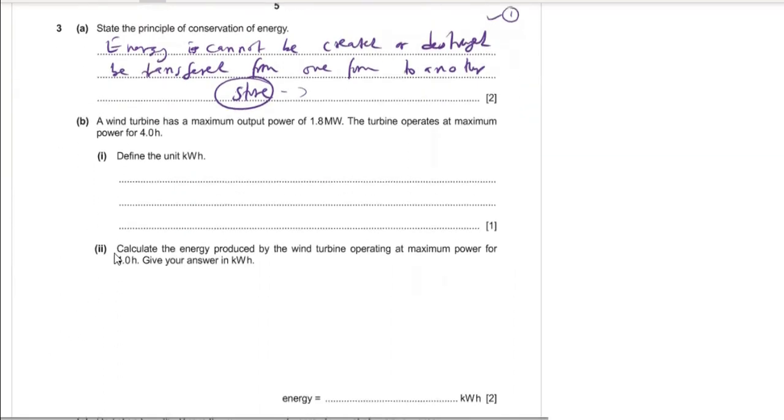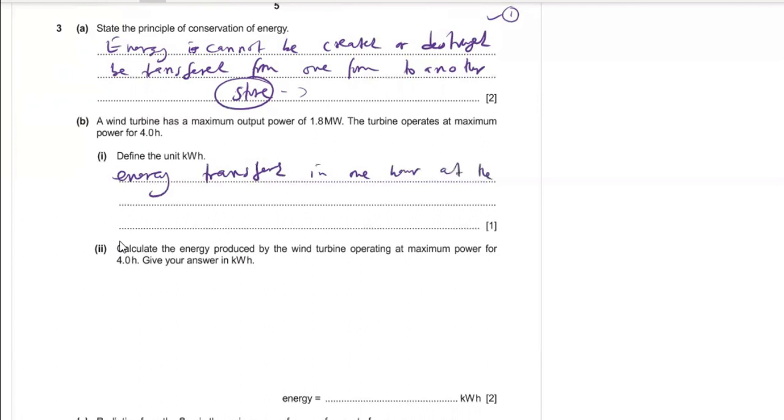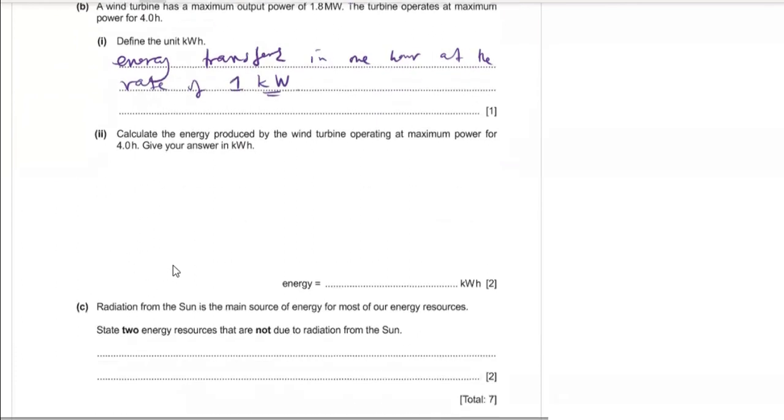Part B, a wind turbine has a maximum output power of 1.8 megawatts. The turbine operates at maximum power for 4.0 hours. Define the unit kilowatt hour. A kilowatt hour is the energy transferred in 1 hour at the rate of 1 kilowatt.